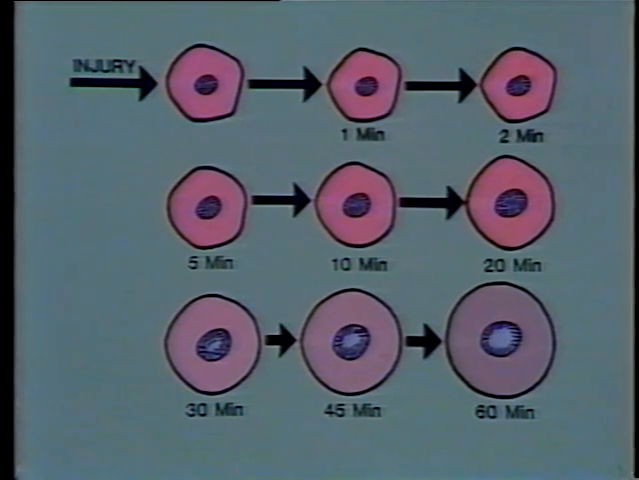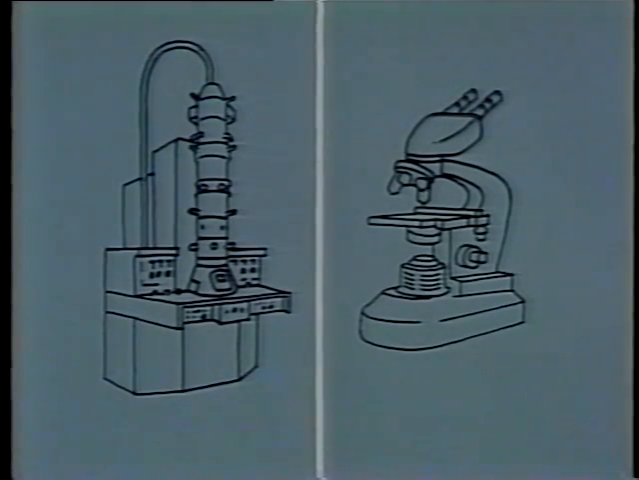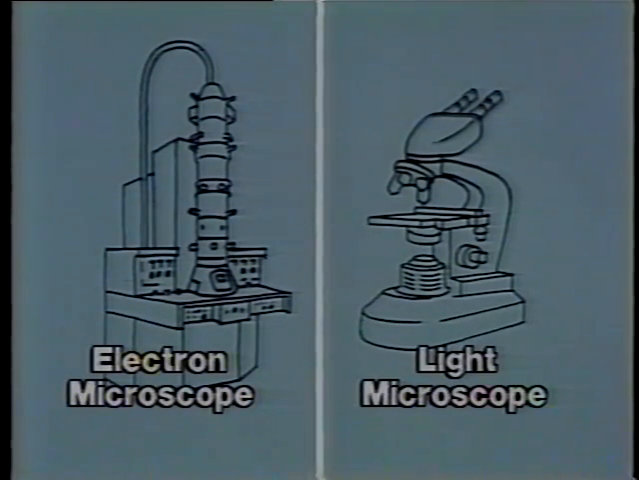After a cell has been injured, some time must elapse before the morphological changes that ensue become detectable. Morphologic indications of some types of cell injury may be detected within a few minutes by electron microscopy. Ordinarily, longer periods of time are required for such changes to become visible with a light microscope.